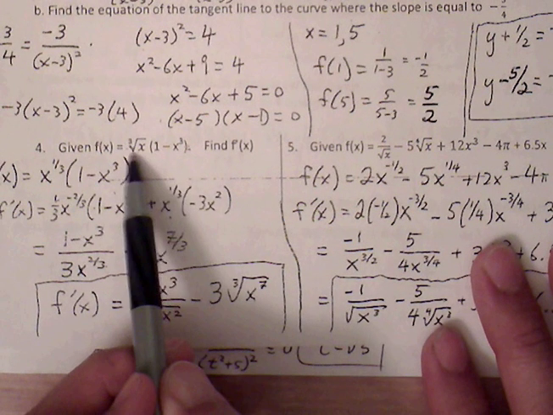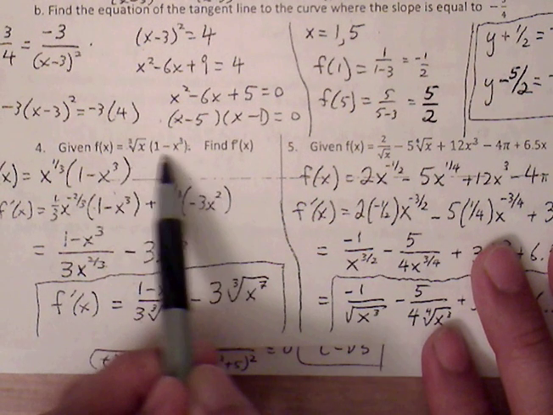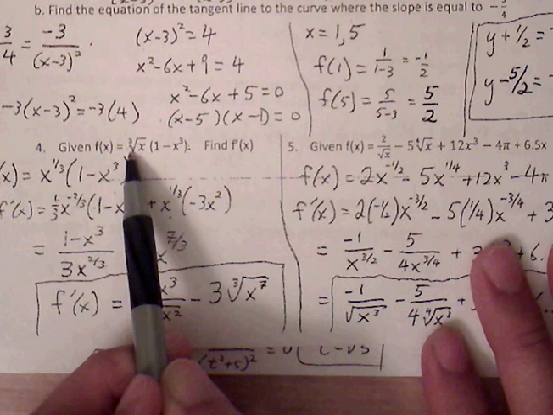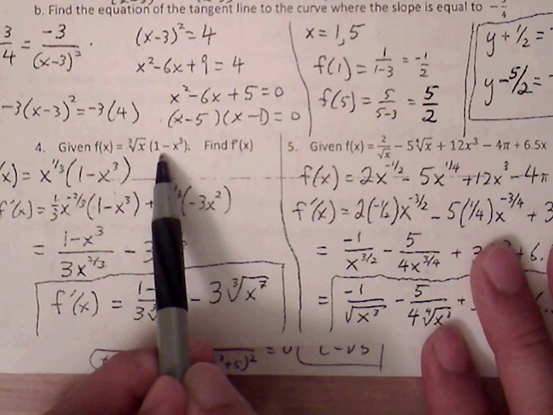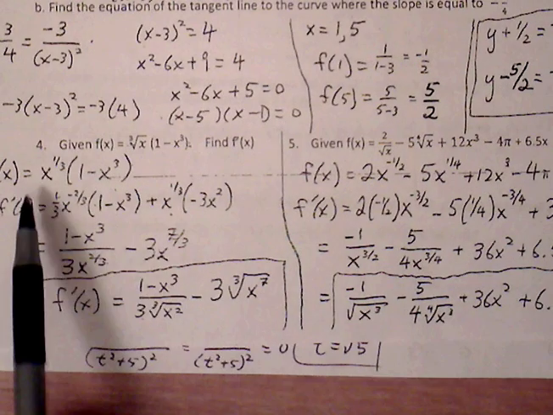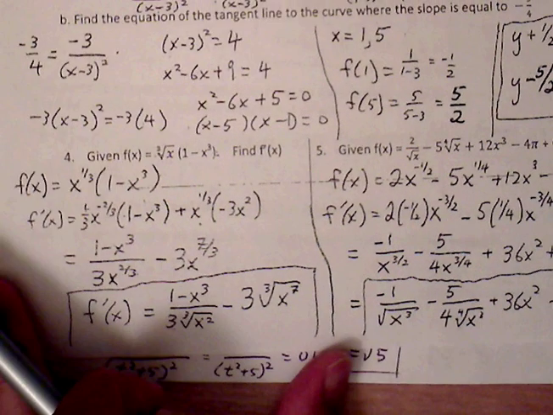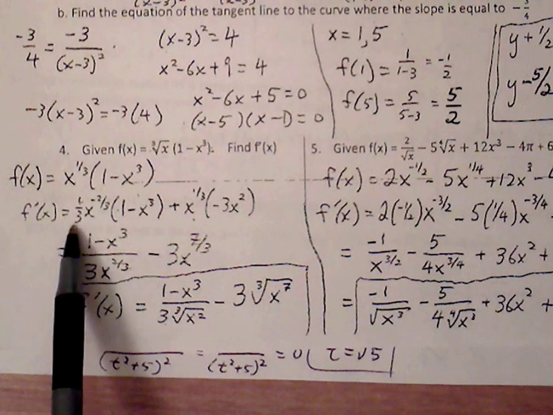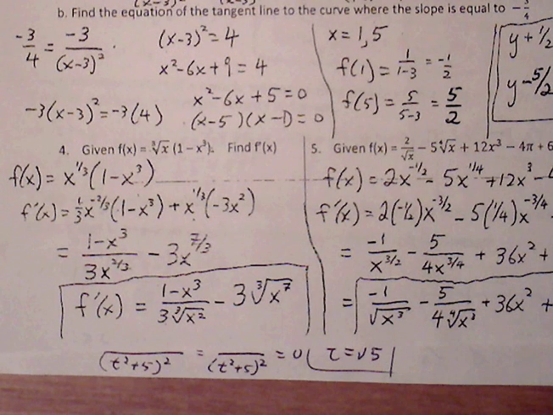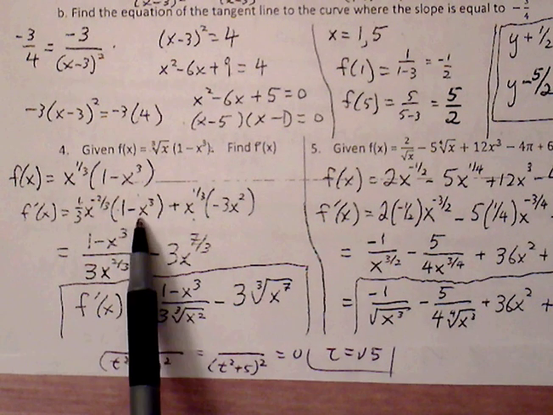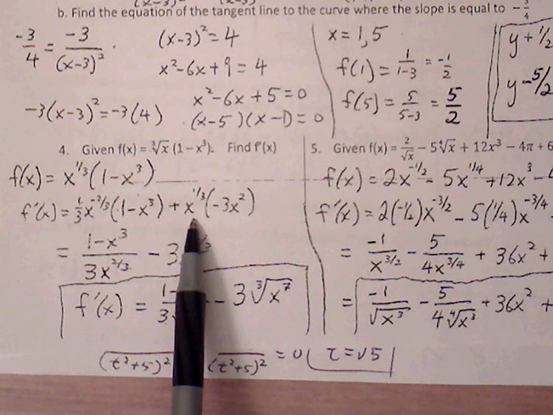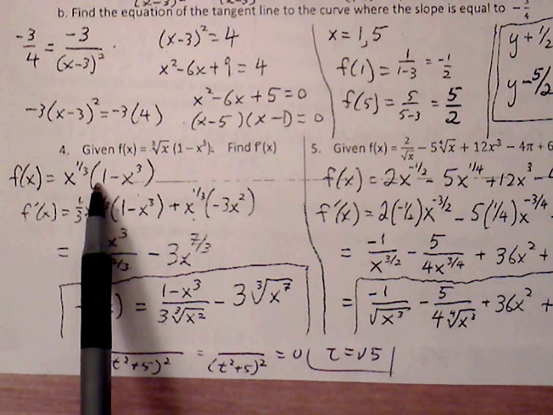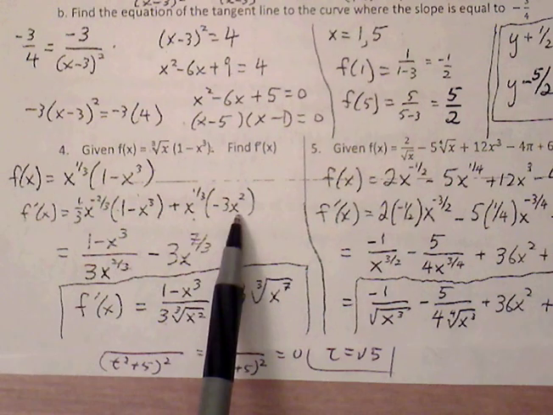Notice that we have two separate functions. So I'm going to find the derivative using the product rule. I'm going to treat this like f of x. I'm going to treat this like g of x. And I'm going to go through product rule here. So f prime g. So the derivative of x to the 1/3 is 1/3 x to the negative 2/3 times the original g function plus the original f function times the derivative of g. So the derivative of 1 minus x cubed, 1 goes to 0, negative x cubed becomes negative 3x squared.